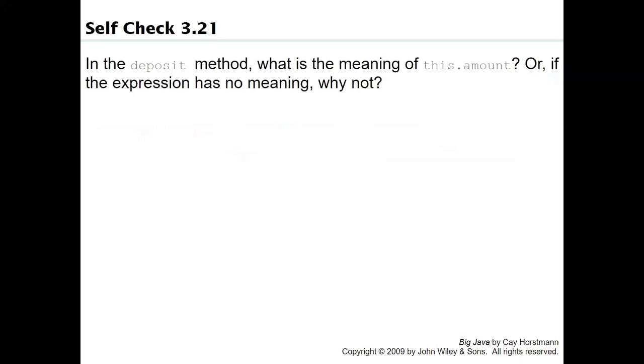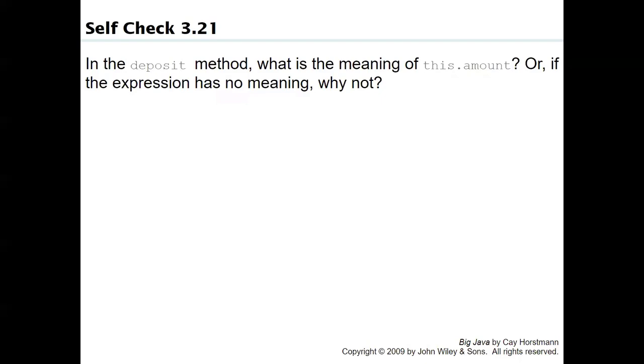Here's the next self-check. In the deposit method, what is the meaning of this dot amount? Or if this expression has no meaning, why not? Well, you're depositing an amount. What is the meaning of this dot amount? I would say this dot amount, you're talking about this object's amount. Well, does that have meaning? Not really. Amount is a parameter being passed in. That's how much you're going to deposit, so that doesn't belong to the object. That's just a bit of data coming in as a parameter.